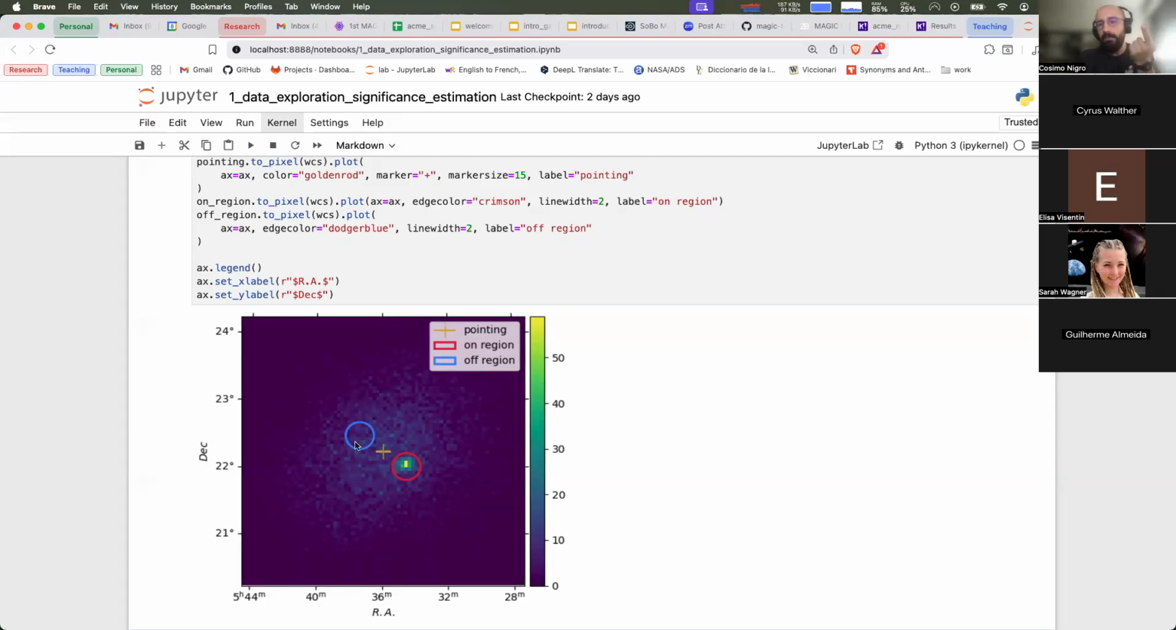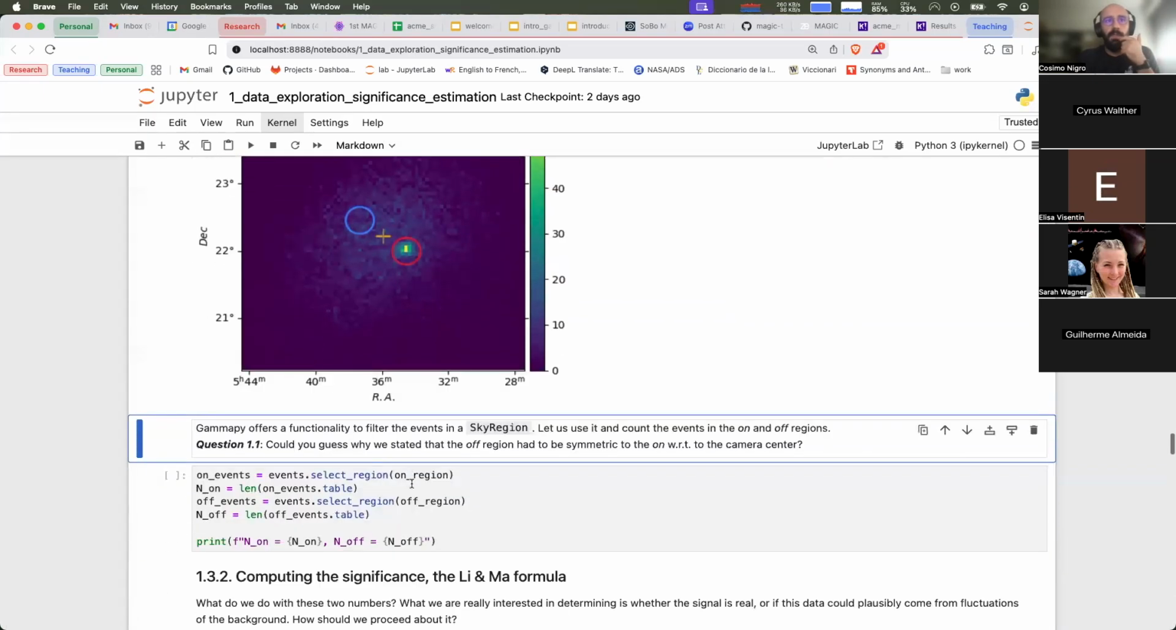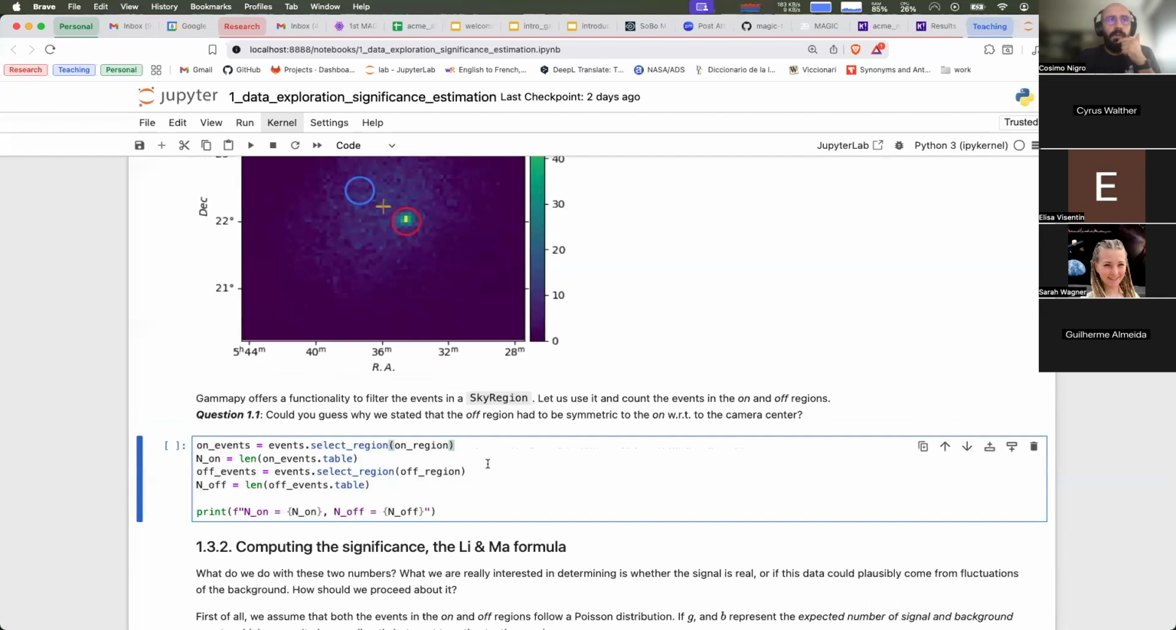Well, I'll take another region with a similar response, where the response is similar with an identical offset, basically, and I count the background from there, and then I subtract the two. Okay, and that's what we do. Okay, I put a question, but I replied to it myself. Could you guess why we stated that the off region has to be symmetric to the on? It's just a matter of performance of the system, of camera acceptance. You get the same response at the same distance, okay?